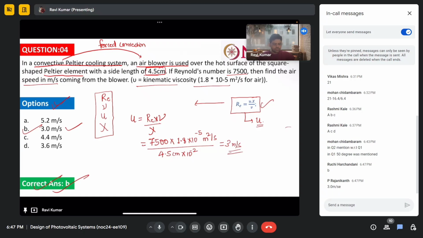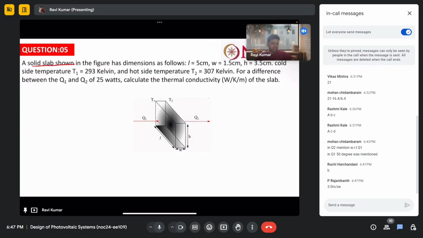Let's move to the next question, which says a solid slab shown in the figure has dimensions of length, width, and height. Cold side temperature is given as 293 Kelvin. Hot side temperature is given as 307 Kelvin. For a difference between Q and Q2, that is the heat flowing, it is 25 watt. Calculate the thermal conductivity of the slab, and these are the options. Simplest question, thermal conductivity calculation.